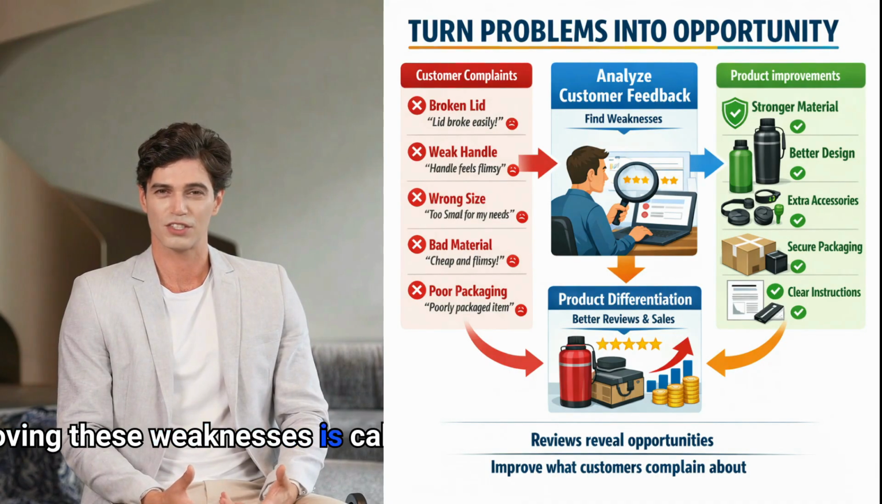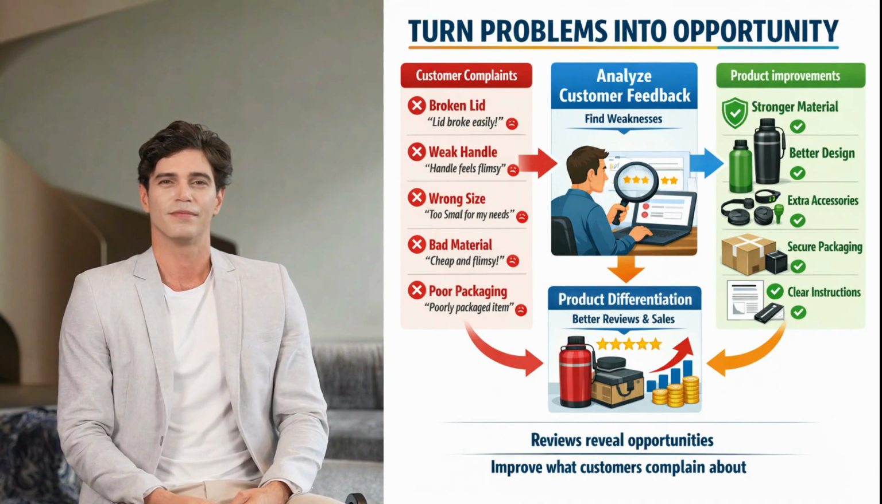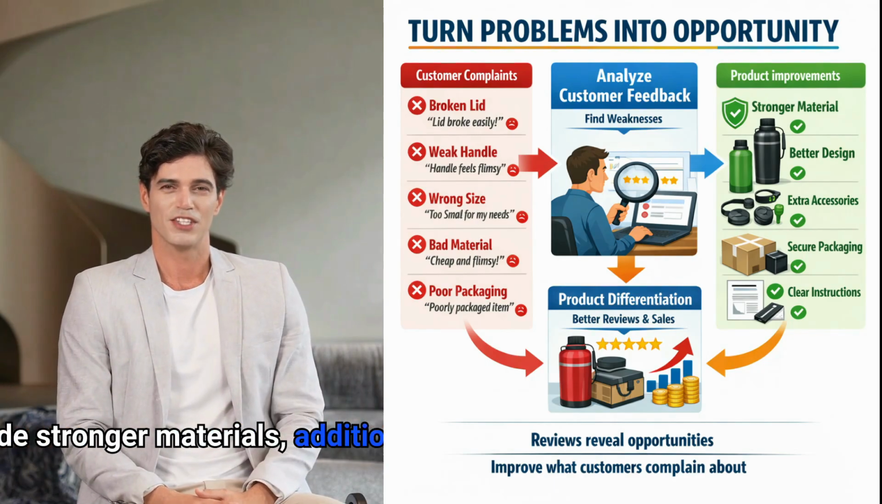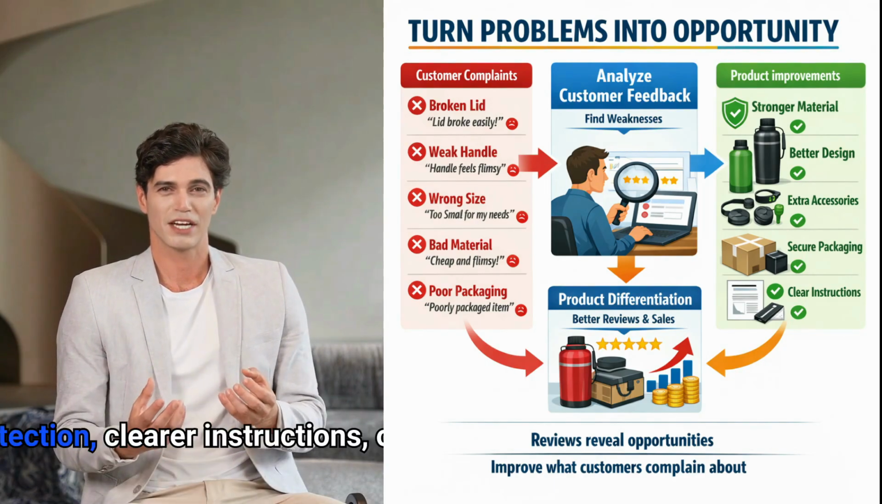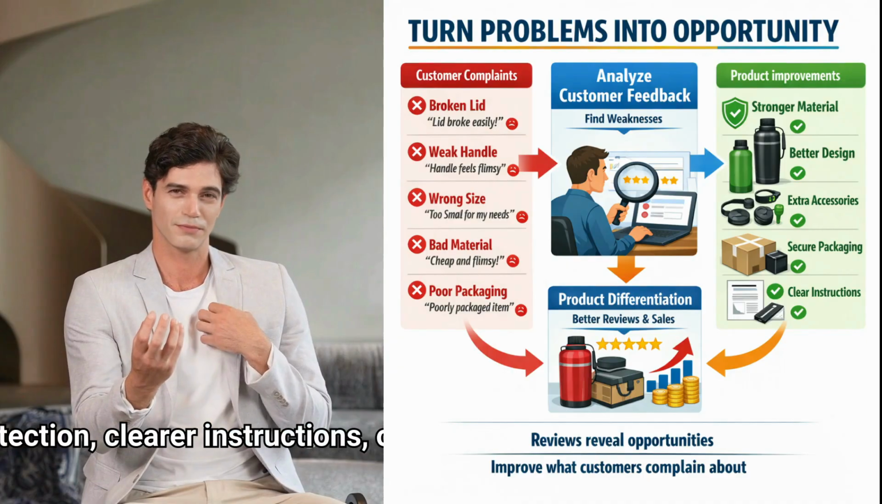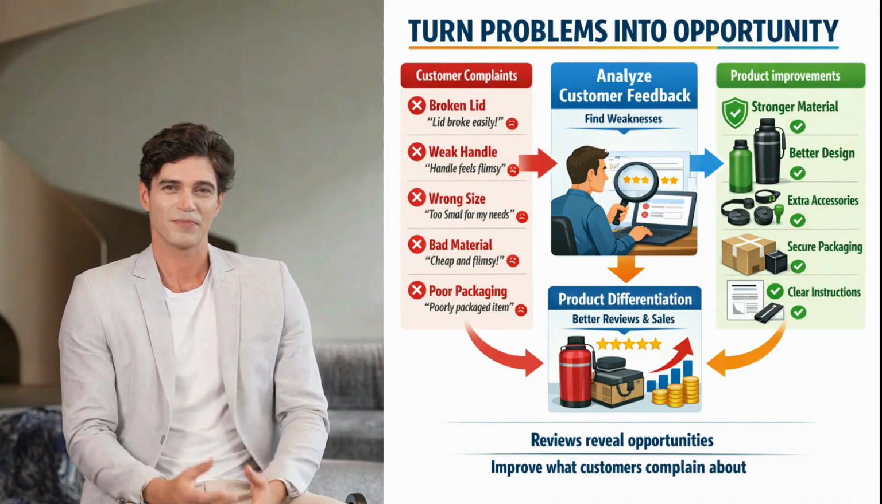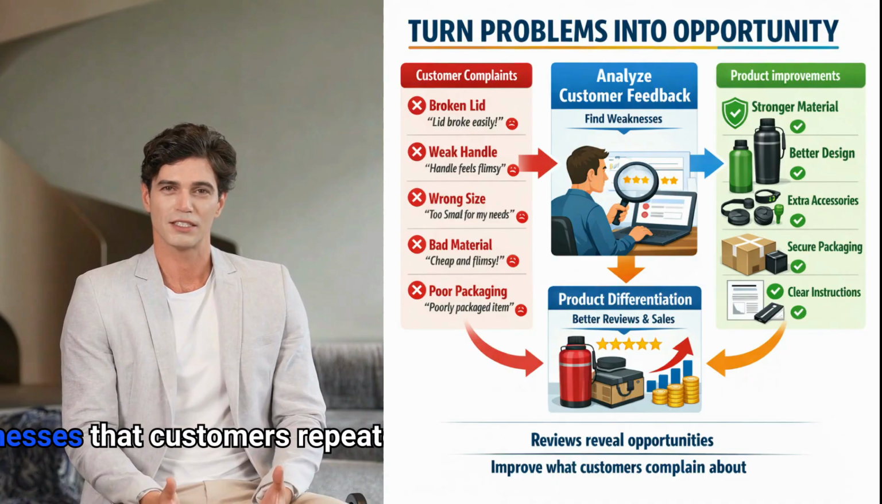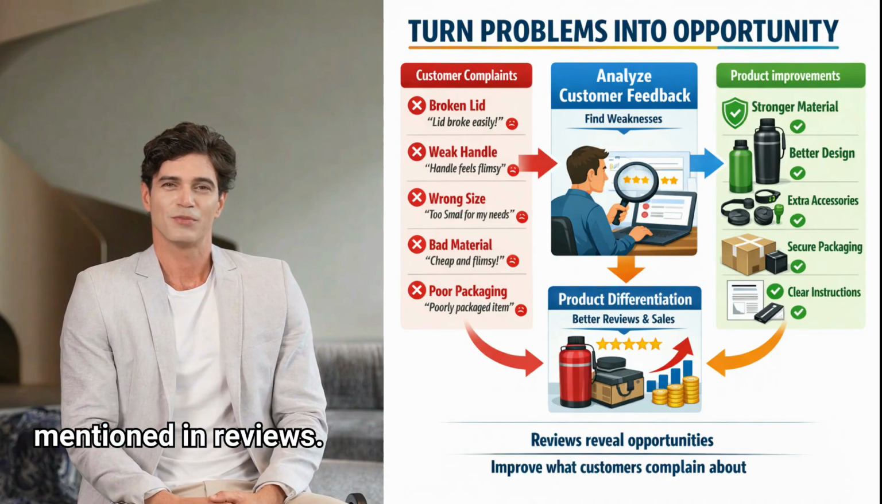Improving these weaknesses is called product differentiation. Examples of differentiation could include stronger materials, additional accessories, better packaging protection, clearer instructions, or improved product design. Many successful private label brands were built simply by improving weaknesses that customers repeatedly mentioned in reviews.